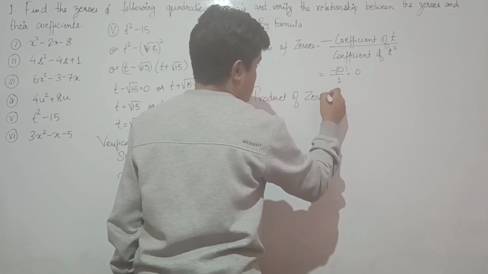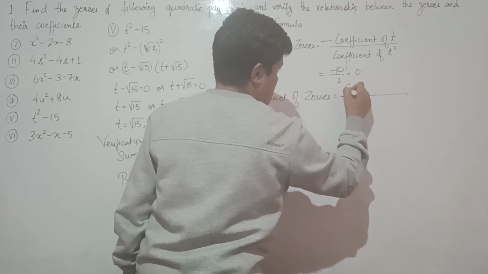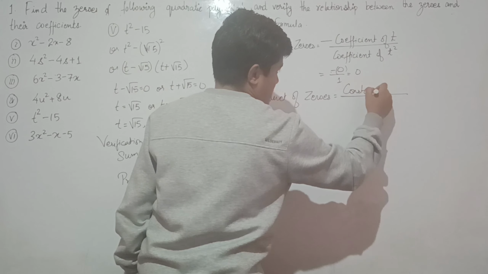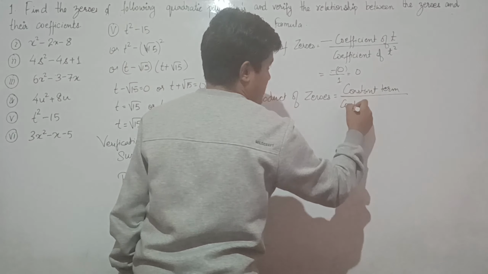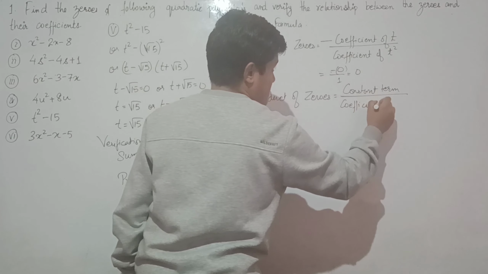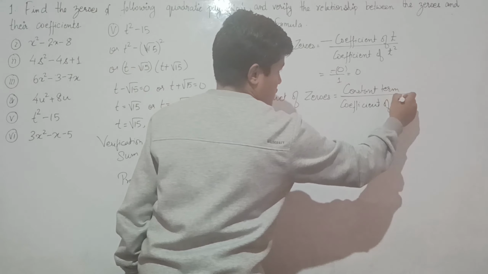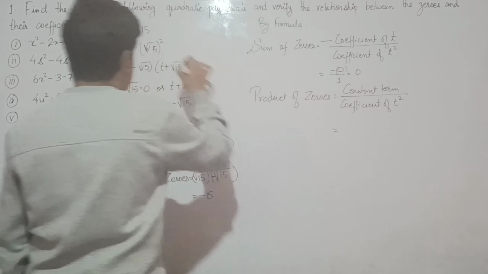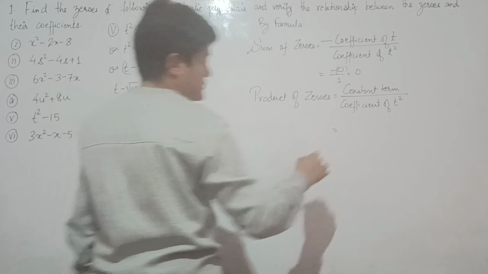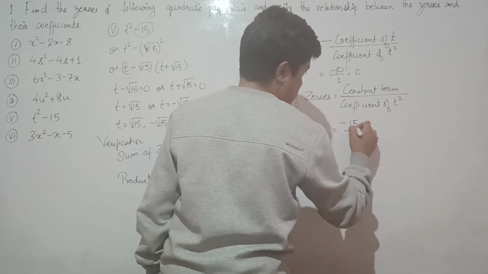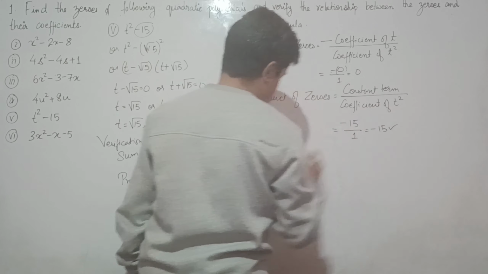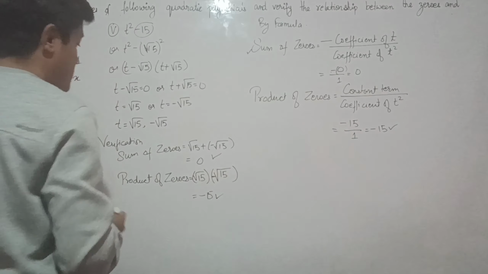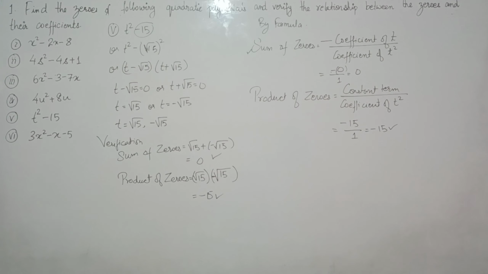Product of zeros equals the constant term, which is free of variable, not with the t square term, by the coefficient of t square. So constant term is minus 15 by coefficient of t square, which is 1, so minus 15. Also the product of zeros gets verified.